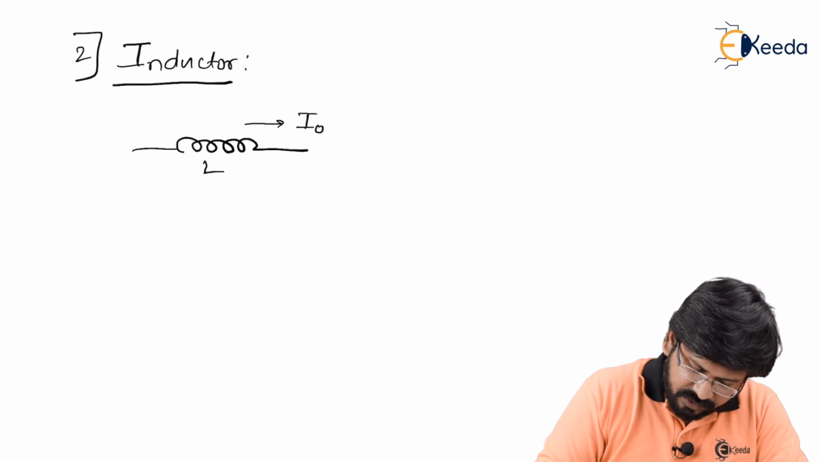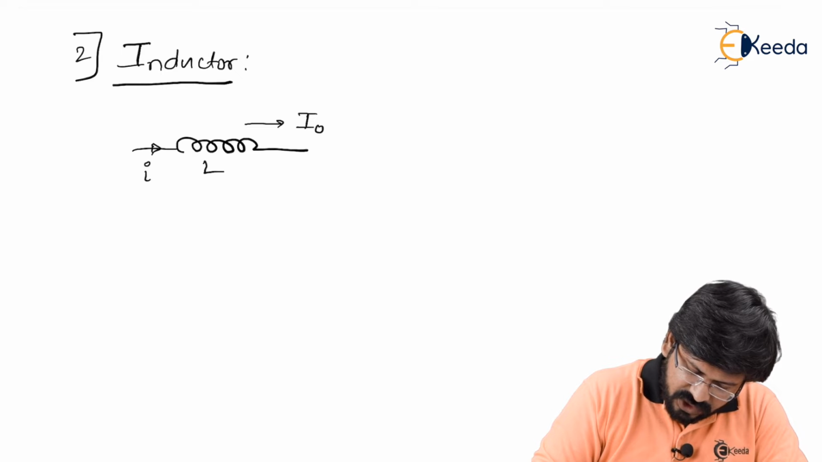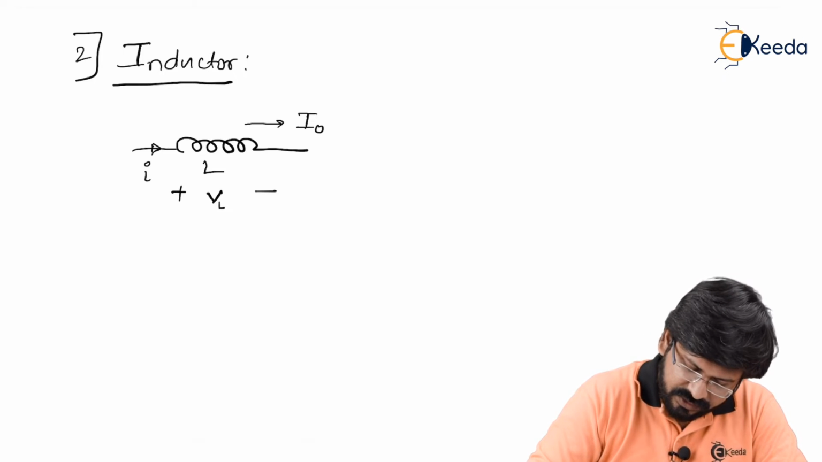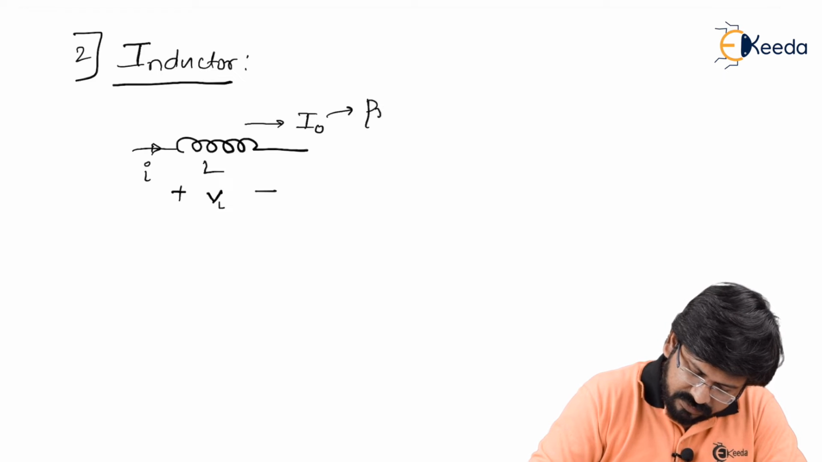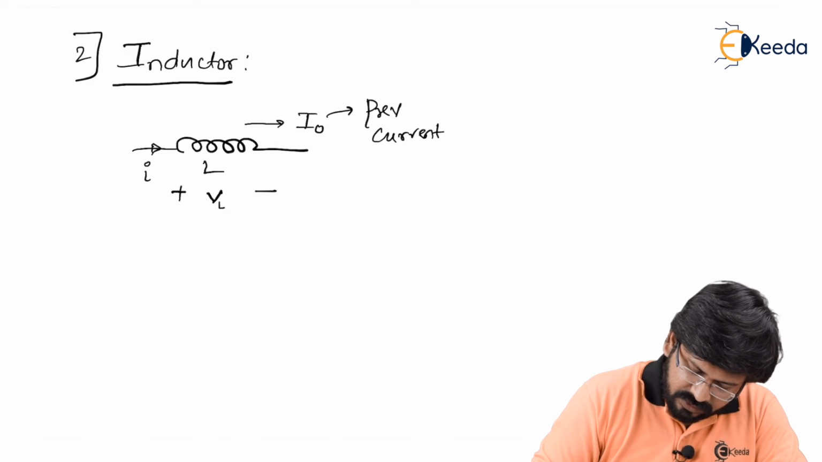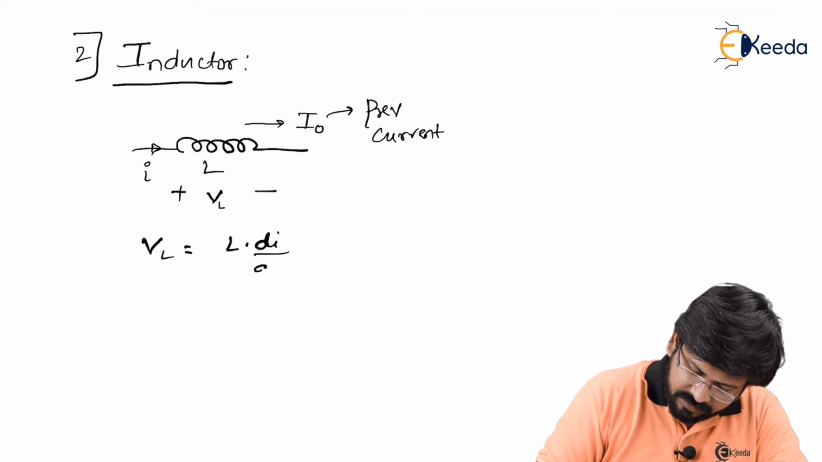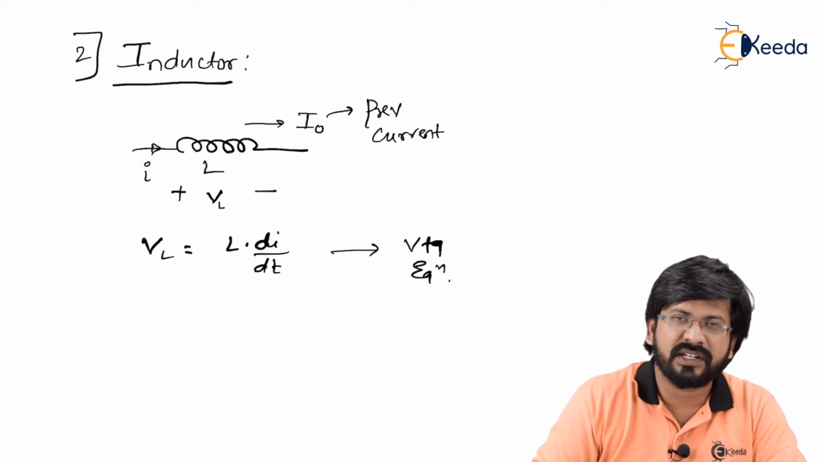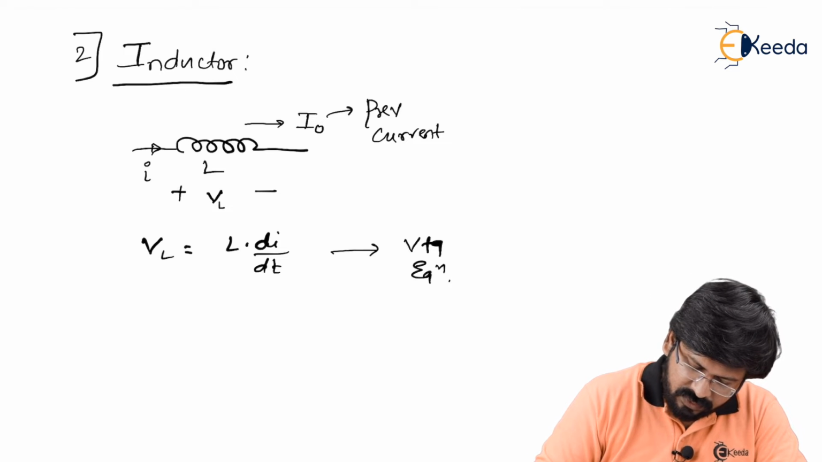Assume an inductor with current I, and because of I there will be a voltage drop across L which is VL. And let me tell you about I naught. I naught is nothing but the previous current which was flowing through the inductor. So I naught is your previous current here. We know the relation VL is equal to L into di by dt. This is called the voltage equation. Why is it called the voltage equation? Of course, because it gives you voltage.